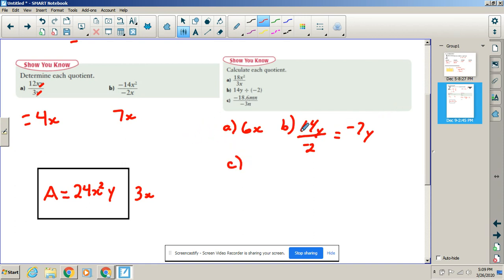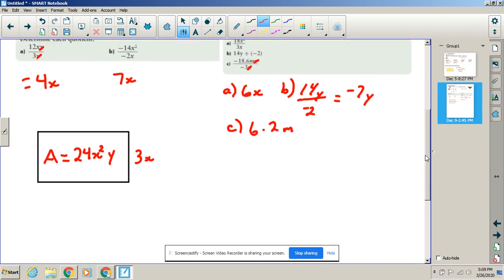Example C, I have negative 18.6mn divided by negative 3n. When I divide negative 18.6 divided by negative 3, that to me, I believe, should be positive 6.2. And there is no m to divide anything by, so it stays in. And n divided by n is n to the 0, or 1. They technically just cancel each other out. So the answer to C is 6.2m.